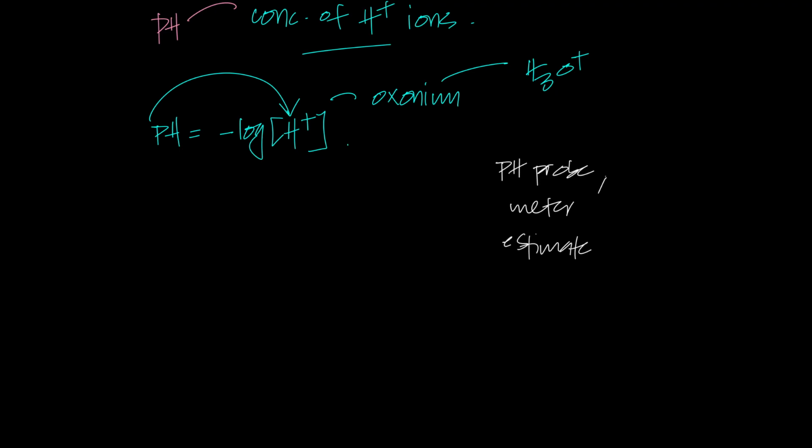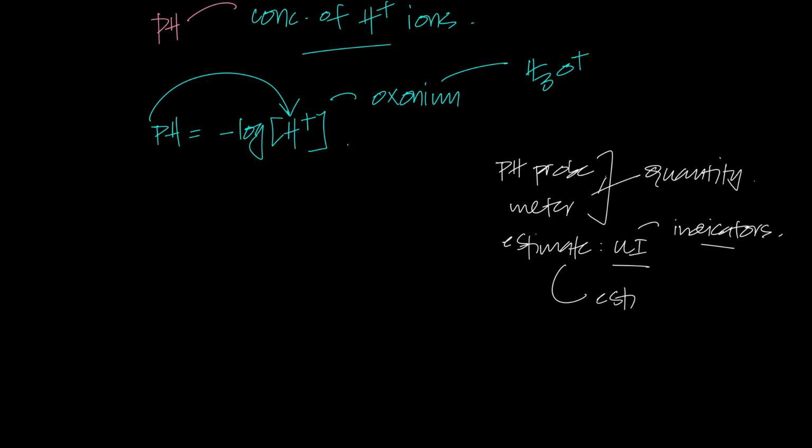You could estimate it using what? Universal indicator, which is just a mixture of indicators. It gives you a varying range of colors over a varying range of pHs, right? So you can estimate it using universal indicator. To much accuracy, you could use a pH probe or pH meter to actually figure out the pH of any solution. This will quantify it for you, and the universal indicator will give you rainbow colors, and you could estimate the quantification from them, right? You could say, hey, if it's reddish, it'll be around 0 or 1.